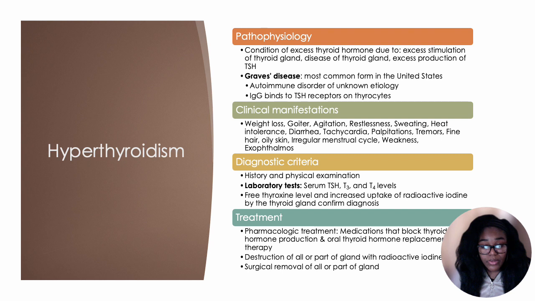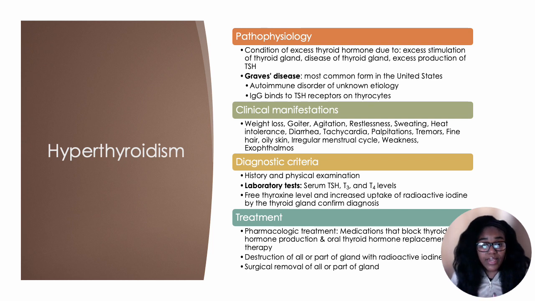an autoimmune disorder. We have that immunoglobulin or that antibody IgG that binds to thyroid stimulating receptors on thyrocytes, and this ultimately causes an overproduction or overstimulation of that thyroid gland. And again, when we see these antibodies, it's with the inflammation response and the autoimmune response.